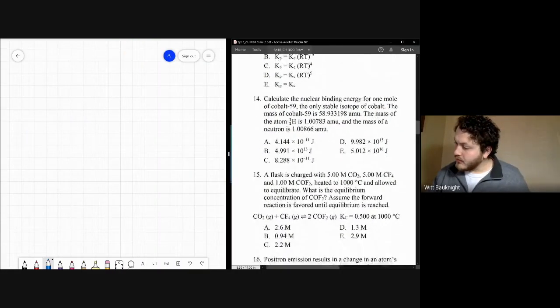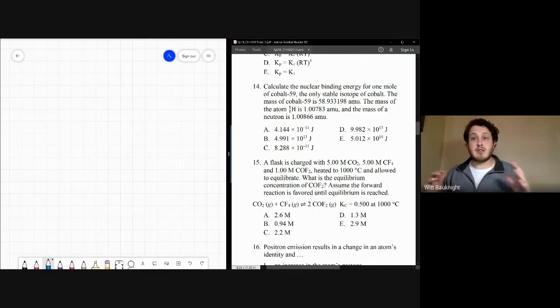For problem number 14, there's a couple of ways to approach this. Now, the way I would do it is focus in on a molecule or a particle. And then some problems will ask you, well, there's 2 kilograms of cobalt. At the end, I convert it to a macro scale. So let's look at the individual level.